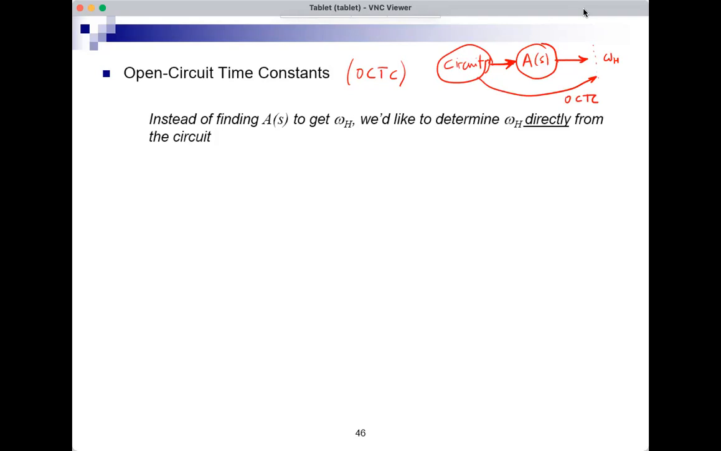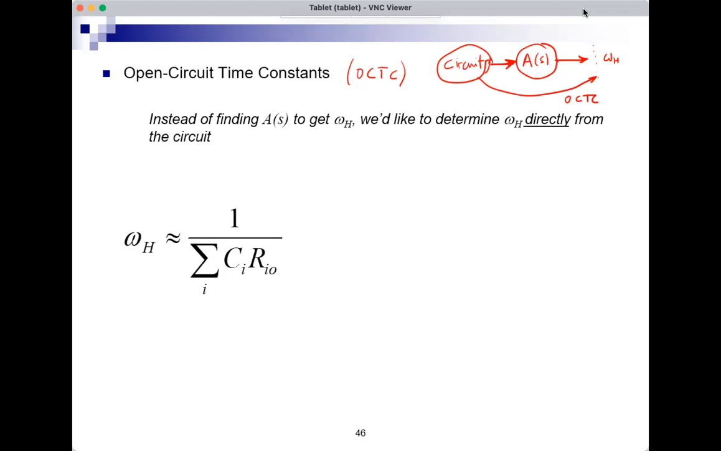So that's an improvement if I don't really care about A of S. I don't want to know all the details about A of S and where the poles and the zeros are. I just need a good, pretty accurate estimate of omega h. I have my circuit, I want omega h. Why do I need to find A of S? So OCTC allows me to do that, and this is the approximation that we can use.